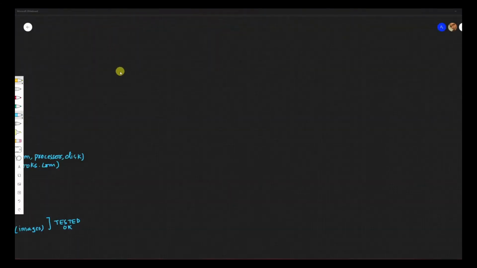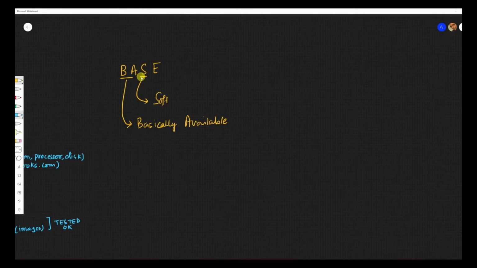To start with today's video, the first thing that we have to understand is BASE, right? So let's understand what BASE is. BA stands for basically available. The S stands for soft state, which we are going to talk about in a lot more detail, and the E stands for eventual consistency, right? So let's understand what this means.